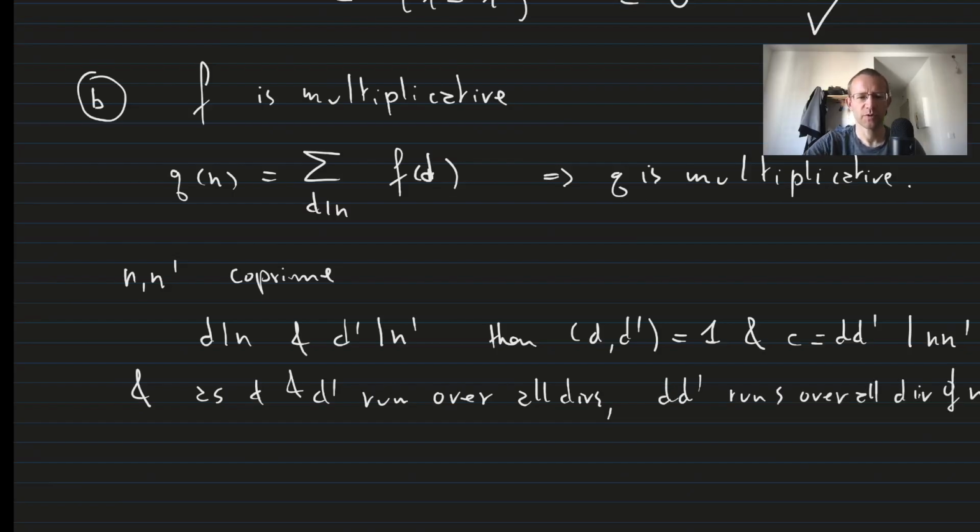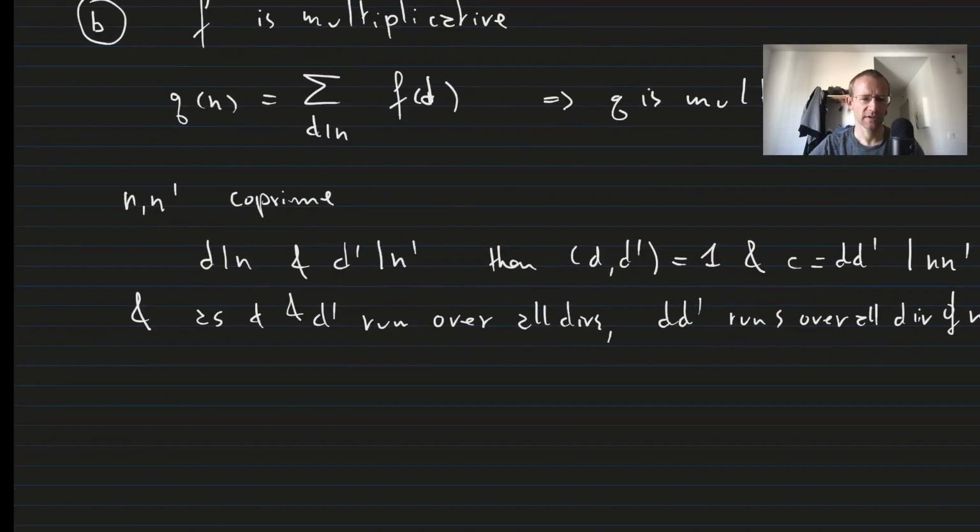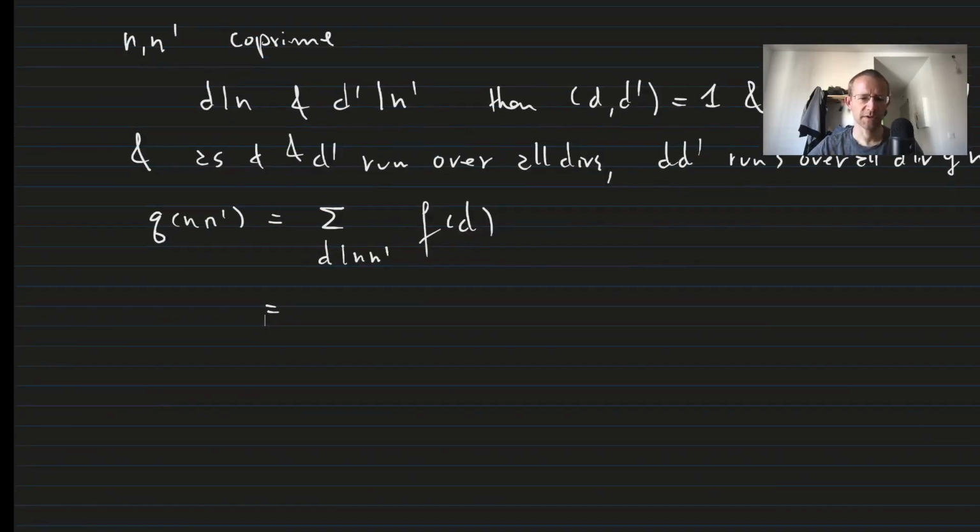So this is the main property we use, because then the rest is easy. G of n n prime, for n and n prime coprime, is nothing but the sum over the divisors of n and n prime. But we can split this into a sum over divisors d of n times a sum over divisors d prime of n prime, f of d d prime.